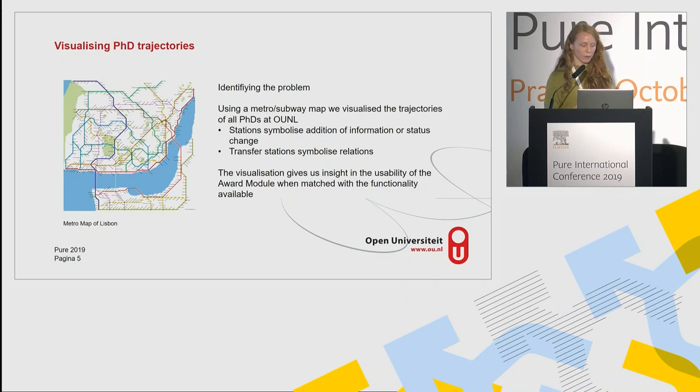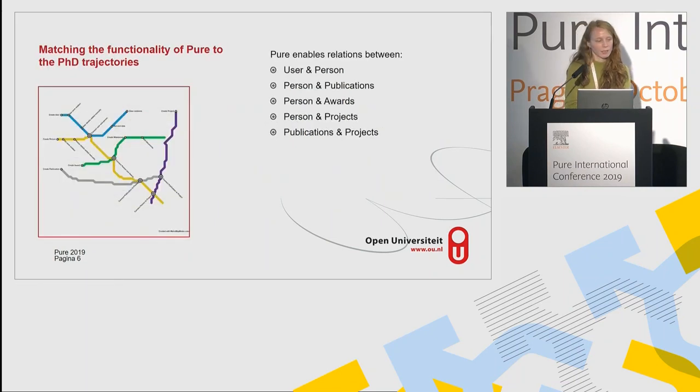And you'll see sometimes we have several lines, and where these lines cross, we have transfer stations, and this is also a signifier for the relations between content types within Pure. So this is the metro map that we've created. You'll see there are 5 process lines, which are also 5 content types within Pure.